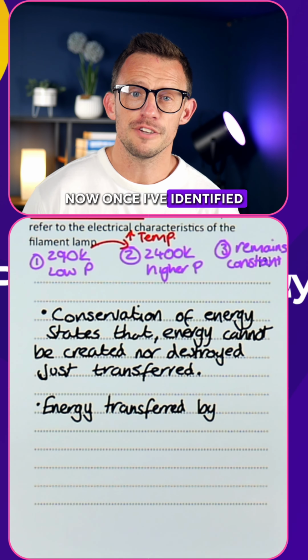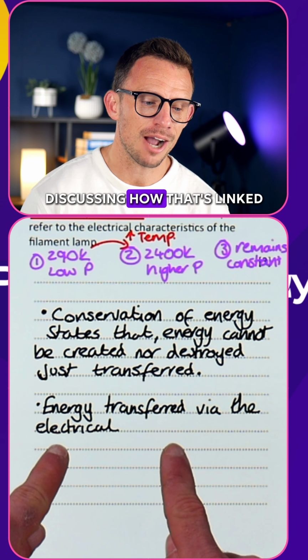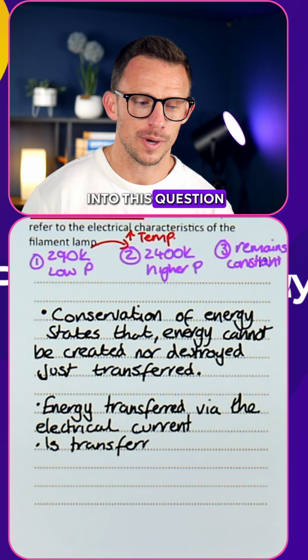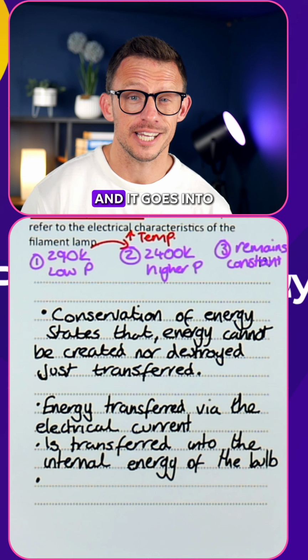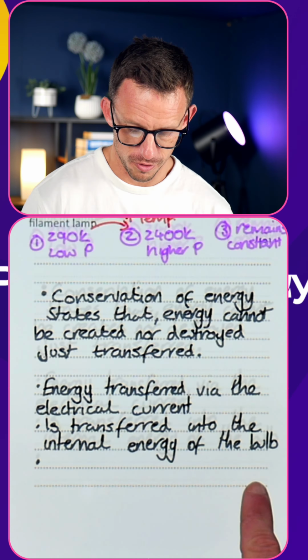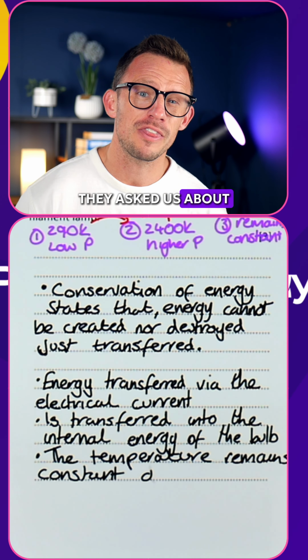Now, once I've identified the physics, what I want to be doing is discussing how that's linked into this question. So the energy is being transferred by the electrical current, and it goes into the internal energy of, my mistake here, the bulb. We don't want to be talking about the bulb. They ask us about the filament.